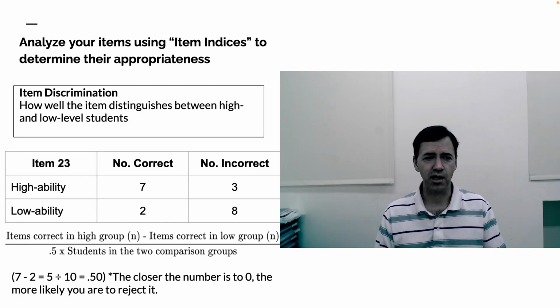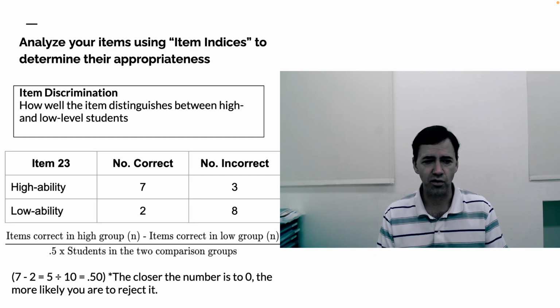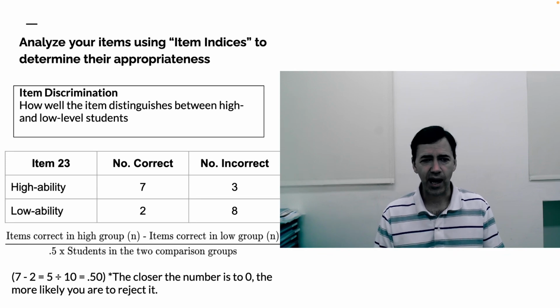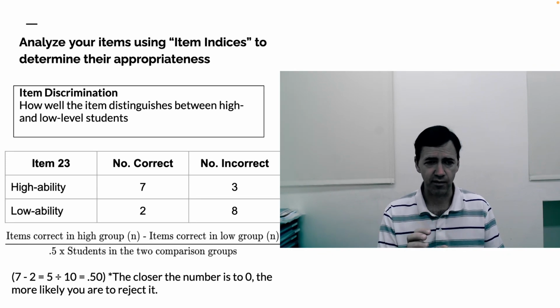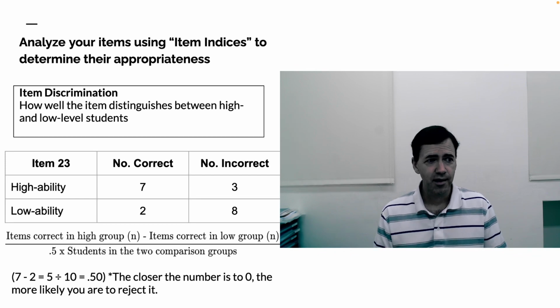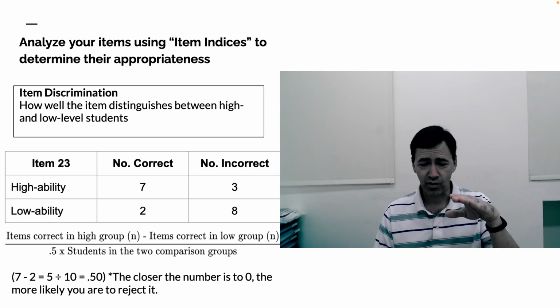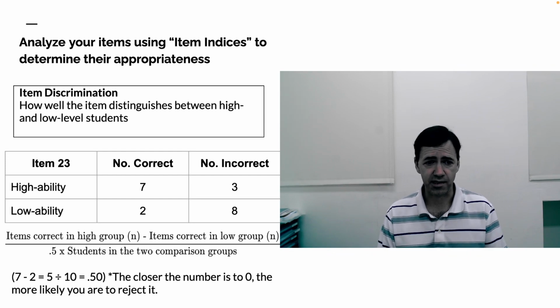The second one is called item discrimination. Now, this one is also a simple formula. And the purpose is how well the particular item, okay, not all of them, just one item, how well it distinguishes between the high and the low level students. Because when our test is done, you should have a nice separation between the high level and the low level students, of course, right? If not, then there's something definitely wrong with the test.